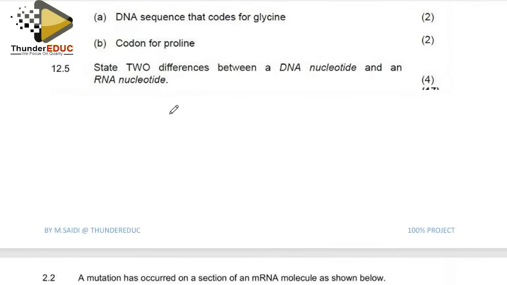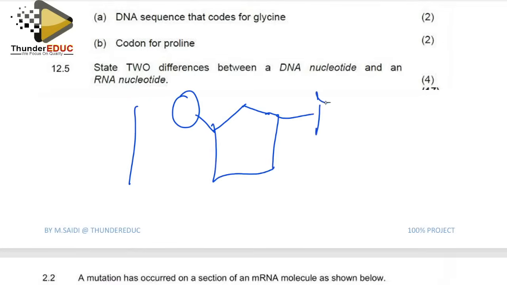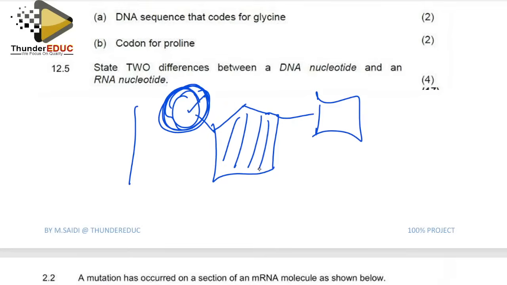State the difference between the nucleotide of DNA and the nucleotide of RNA. So here we talked about them, and I say that make sure that you only focus on the nucleotide. You don't talk about the whole structure of DNA. This one we say is the same in both. We say this is the deoxyribose sugar in DNA, and for the case of RNA it is ribose. And then we say this is thymine in DNA. For the case of RNA it is uracil. So that is the difference they are looking for.